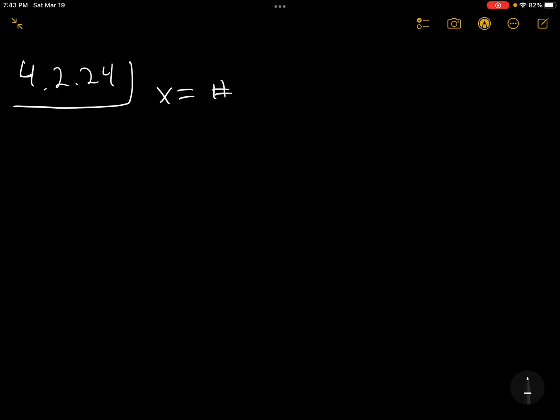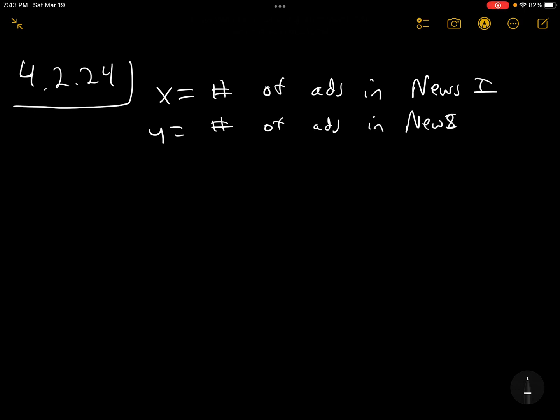Defining variables, x equals number of ads in newspaper 1 and y equals number of ads in newspaper 2. And this comes from the last line. You just have to read it. It says, how many advertisements should Everest place in each newspaper? So the number of advertisements in newspaper 1 is x, and the number of ads in newspaper 2 is y. If there was a third newspaper, we'd have a z, but we don't. So now we've defined variables.